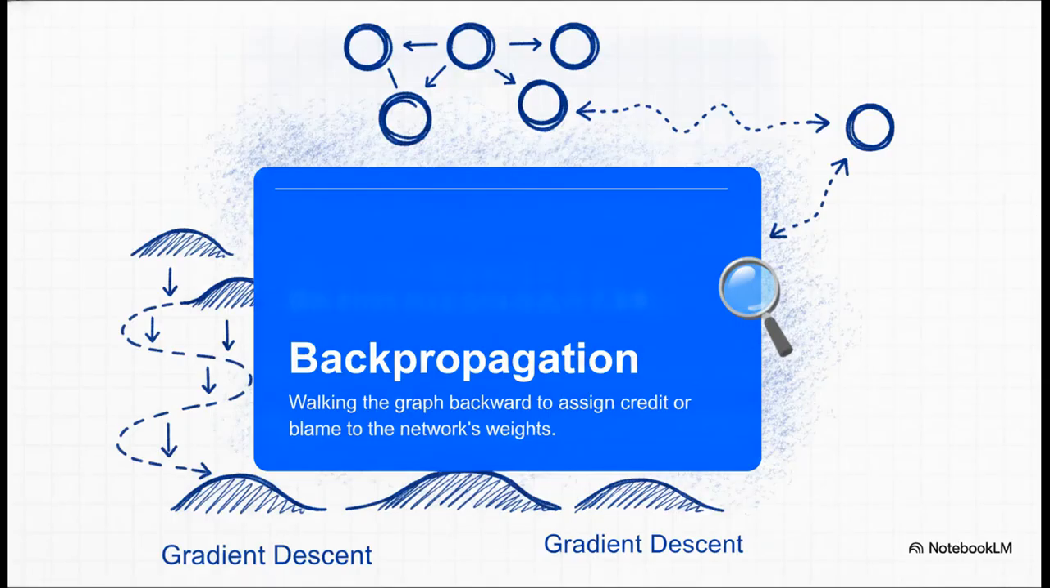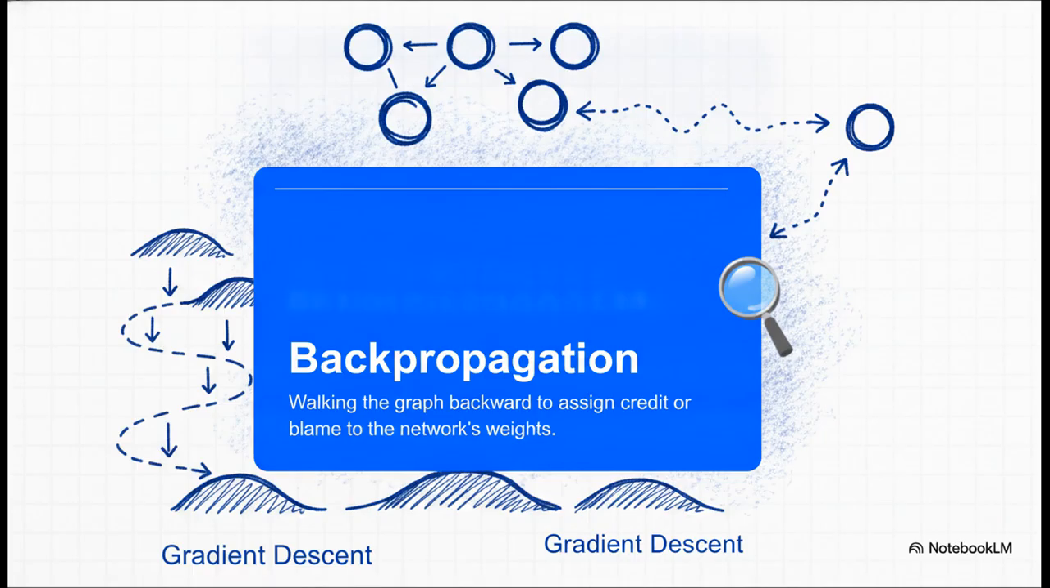But wait, how do you actually calculate that slope when your network has hundreds or even thousands of parameters? To figure out which way is downhill, we rely on a process called backpropagation. I know, it sounds super intimidating, but conceptually, it's actually incredibly elegant. If gradient descent is stepping downhill, backpropagation is how we retrace our footprints backward up the mountain.